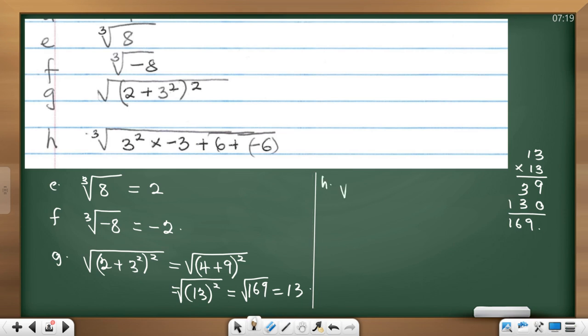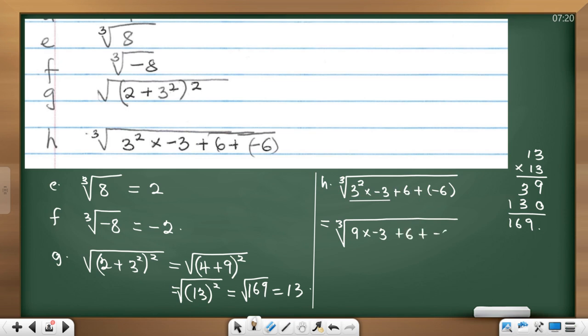Okay, let's look at H. The cube root of. Please just rewind. I'm just a bit fast because we got a lot to do. All right, what do I have? Let's do it slowly. Now we start from the multiplication part. Okay, 3 squared will be 9. Let's do that. 9 times negative 3 plus 6 plus negative 6. Now we multiply, do the multiplication first. What will that give us? The cube root of negative 27 plus 6 plus negative 6.